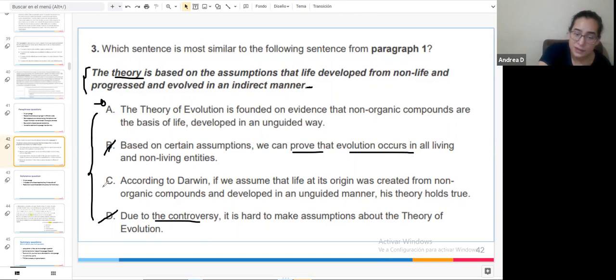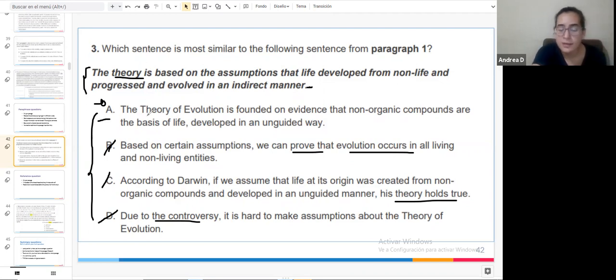C might be tricky because it kind of has the same thing, you know, life has its origin, was created, blah, blah, blah. But it goes deeper than that. It's a conditional sentence and it's actually saying that if we assume this, his theory holds true, which is something that we don't know, right? We cannot say that. So it is definitely A.